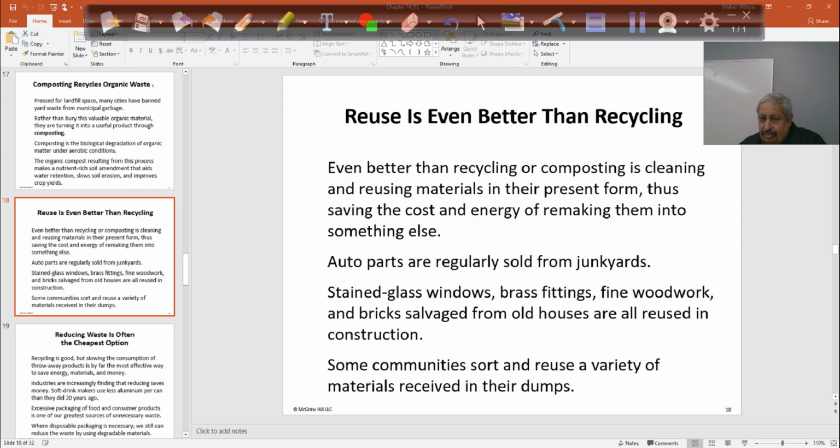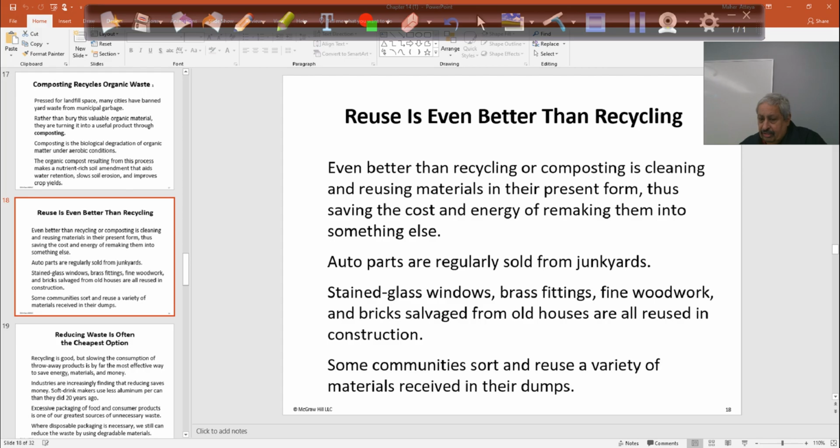Reuse is cleaning and reusing materials in their present form, thus saving the cost and energy of remaking them into something else. Auto parts are regularly sold from junkyards. That's one example. What is reuse? Well, you can use the junkyard and take some parts from old totaled cars. They take all their good parts and sell them to the public. Stained glass windows, brass fittings, there are other examples. Fine woodwork and bricks salvaged from old houses are all reused in construction.